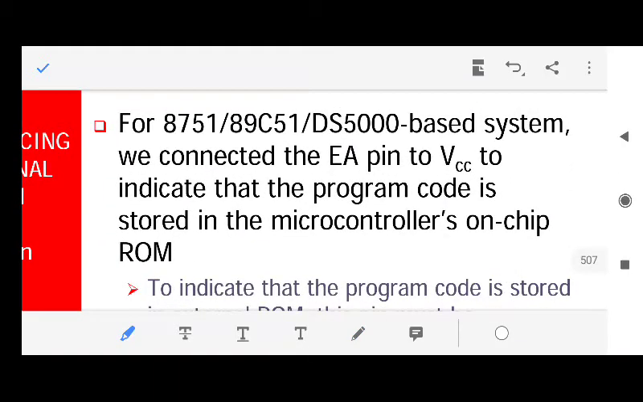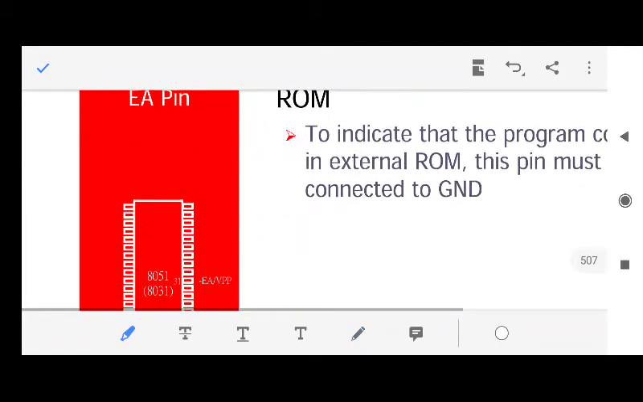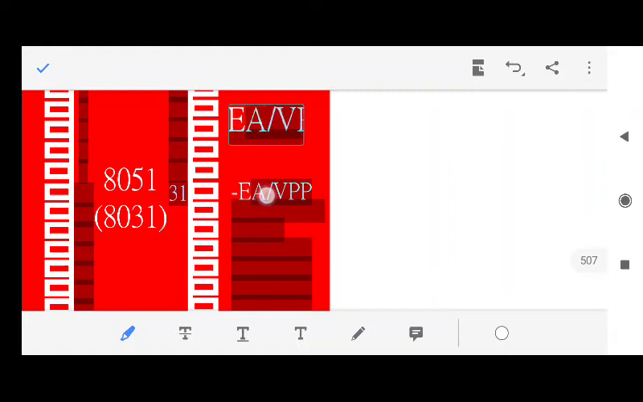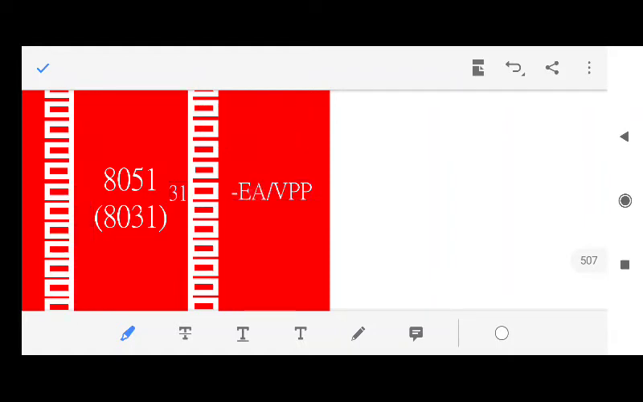Now this is important. The 8051 IC, the 8751 or 8031 type of IC. For all the microcontrollers, there is one pin which is known as the external access pin, EA. Let's see, where is this pin? This pin is pin number 31. What is it? It is the external access pin. So pin number 31 is the external access pin.